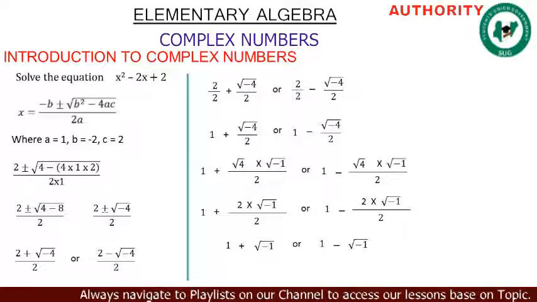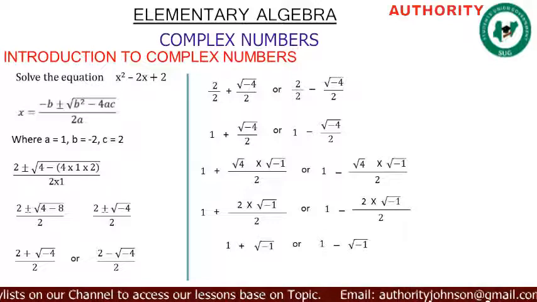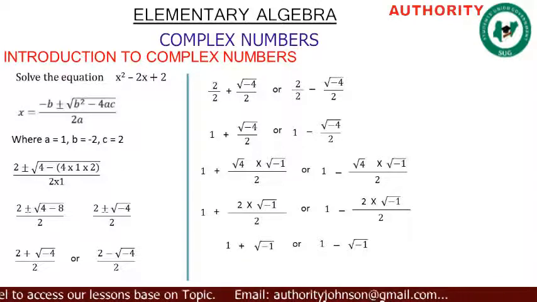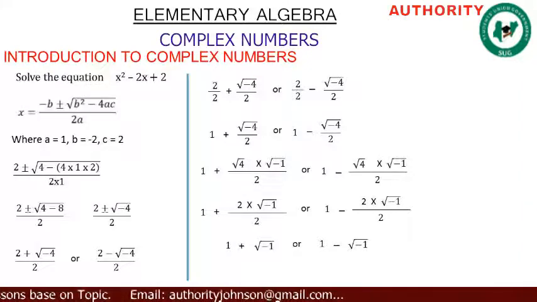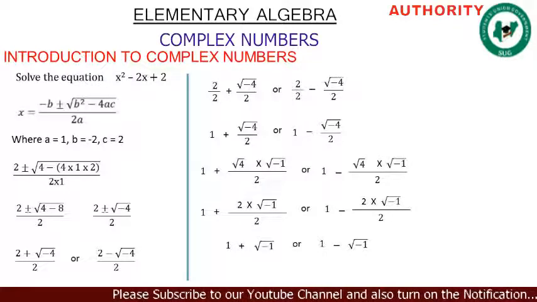So we discovered that from here, let's assume or imagine that there is a number that looks like this, the square root of minus 1. In our imagination, let's just call it an imaginary number. We imagine that it exists. So this square root of minus 1 is an imaginary number. From the word imaginary, we pick the first letter, i, and we call it the imaginary number i.